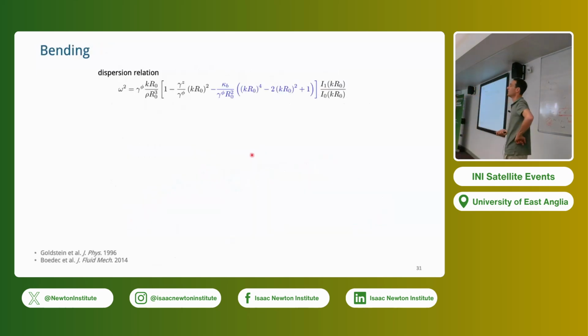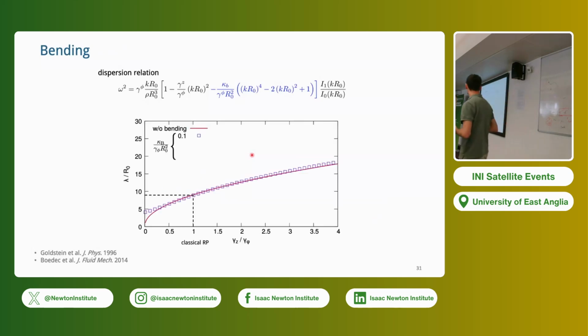The very final ingredient is bending. So you can add bending to this analysis. You can also add shear elasticity, but I'm not showing that. And here is the curve. The red curve is without bending, and these squares here are with some bending. So we define a non-dimensional bending strength.